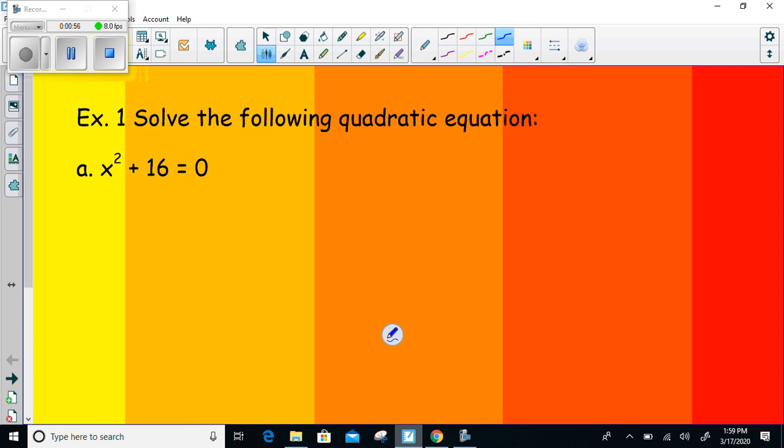So I would subtract 16 from both sides, and I get x squared is equal to a negative 16. And if you're not careful, you'll just hurry up and take the square root of that, and you tell me that it's plus or minus 4. But we realize that I actually can't take the square root of a negative 16.